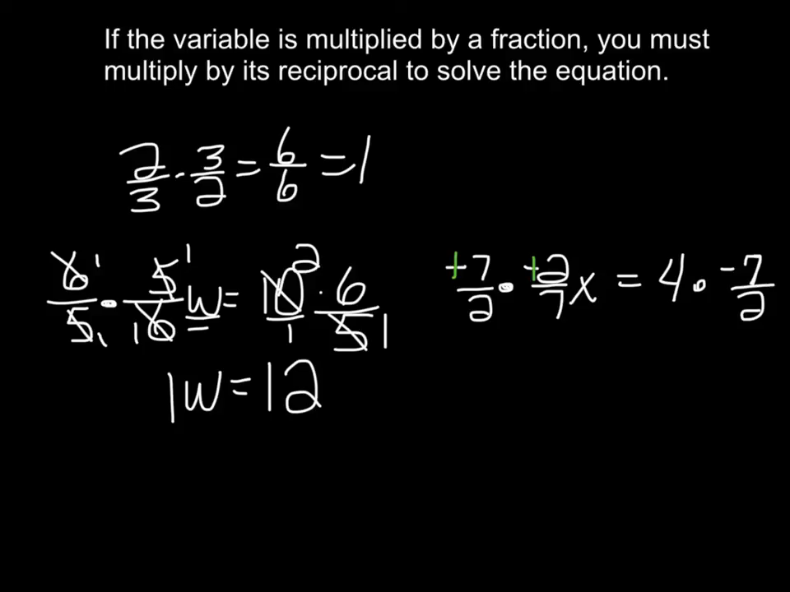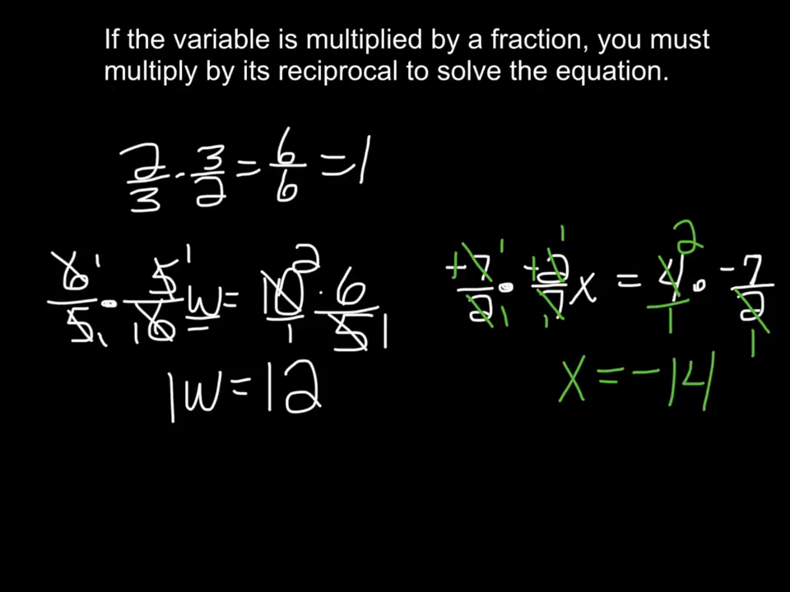Now we have the 7 cancels out with the 7. That's 1. And the 2 and the 2 cancel out. That's 1. And we get 1x. That's our goal. Equals, now what can we reduce over here? The 2 and the 4 can reduce. 2 into 2 is 1, and 2 into 4 is 2. And now we multiply 2 times negative 7, which is negative 14.